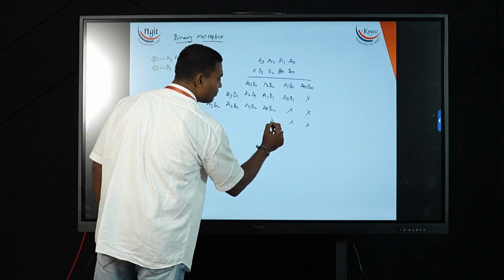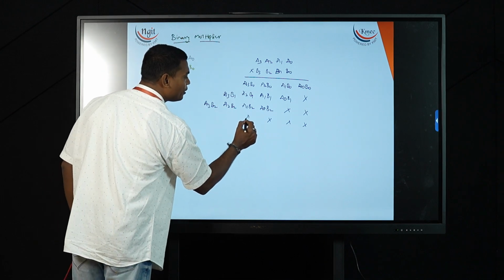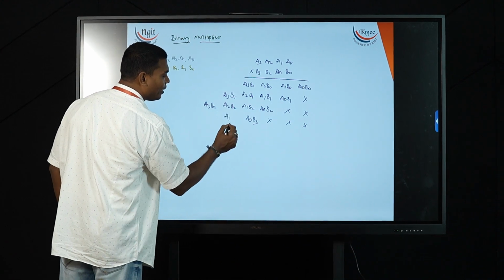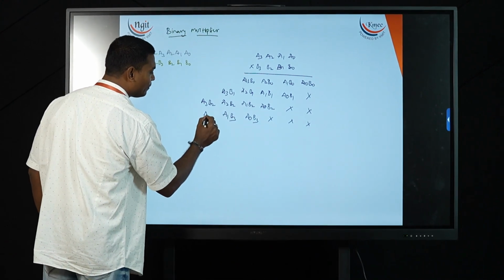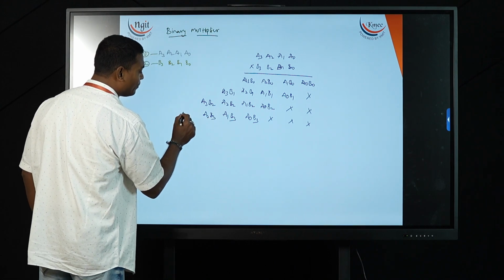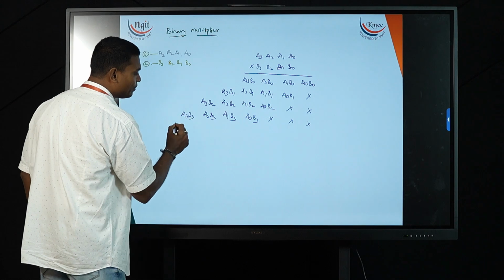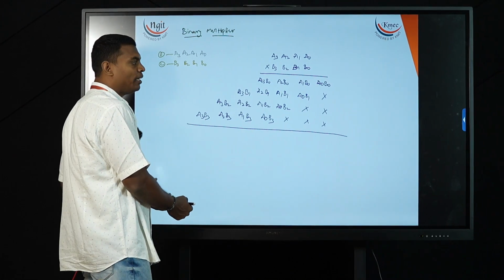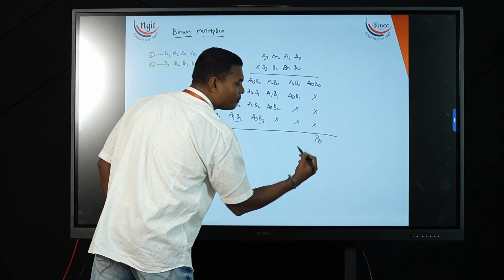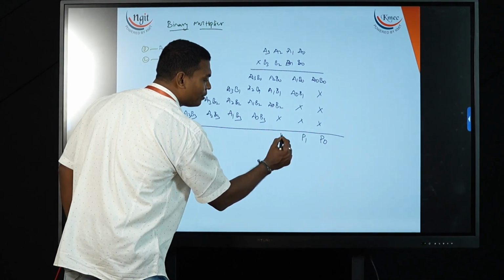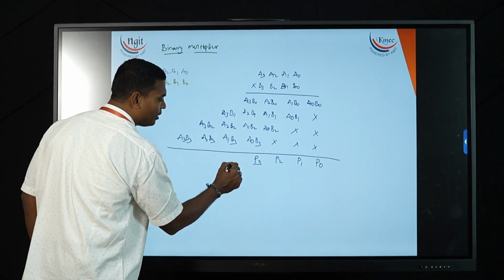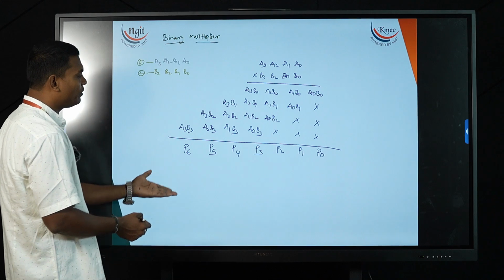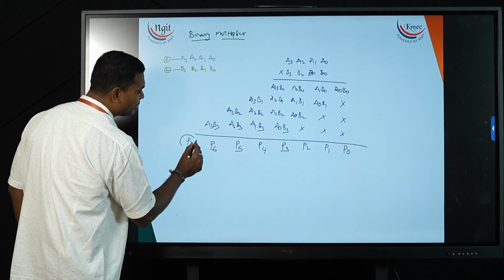One more iteration, that is for B3: A0 B3, A1 B3, A2 B3, A3 B3. So I am going to add them. If I add them, I get the product terms, which I represent as P0, P1, P2, P3, P4, P5, P6. Now if there is any carry, that will come under P7.